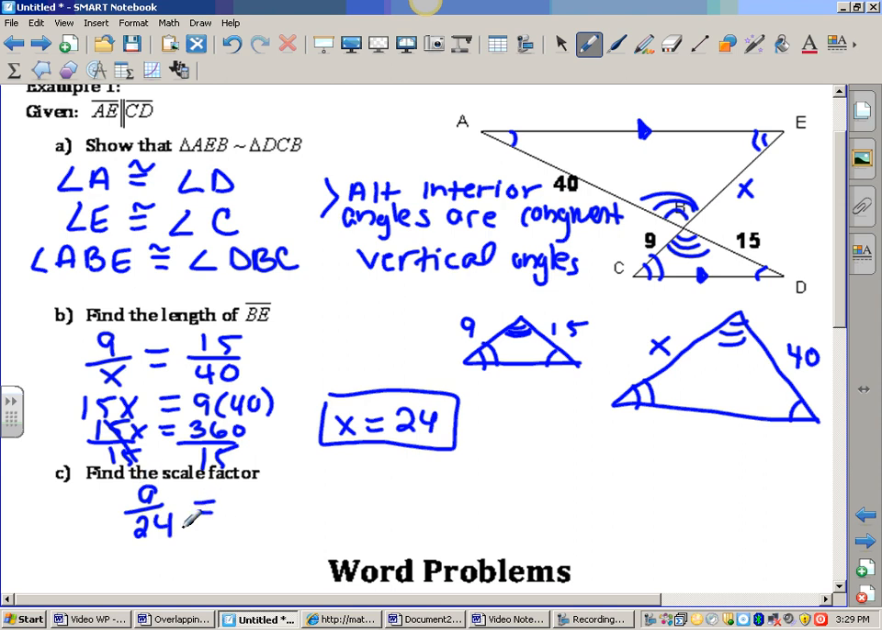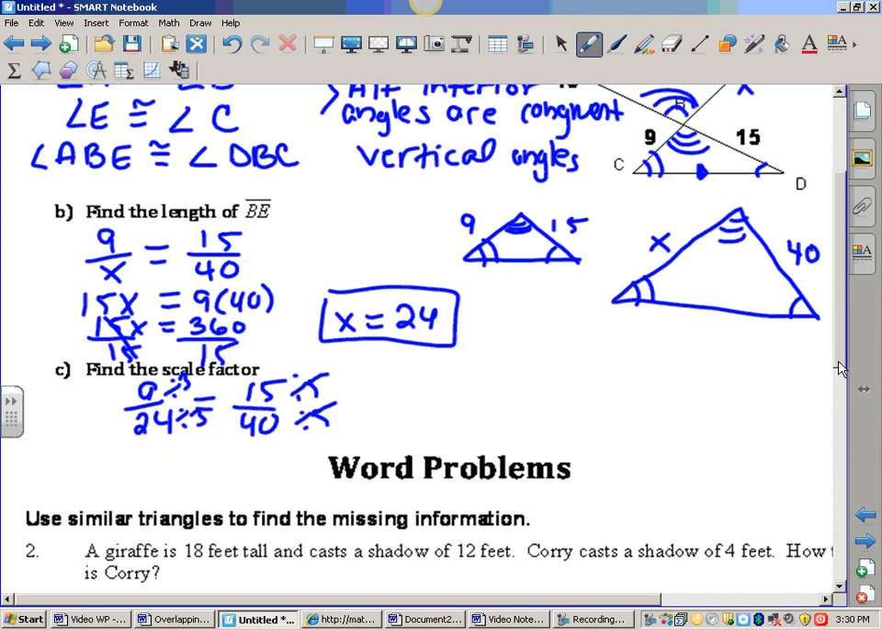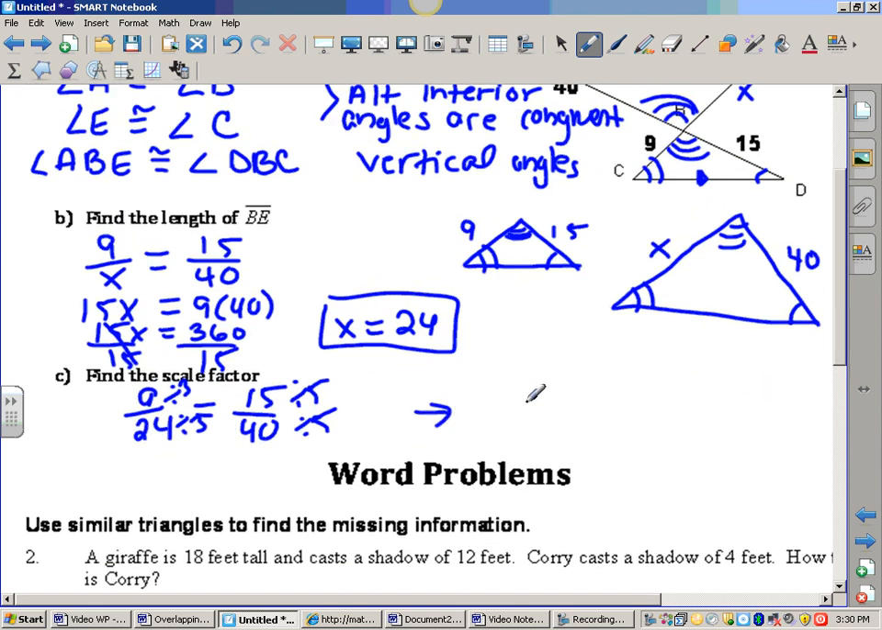Right now we know that 9/24 needs to be the same thing as 15 over 40. Well, we can reduce both of these. 9 and 24 can be reduced down by 3, and 15/40 can be reduced by 5. When you reduce these fractions down, what you end up with is 3/8 is equal to 3/8. So the scale factor is 3/8.